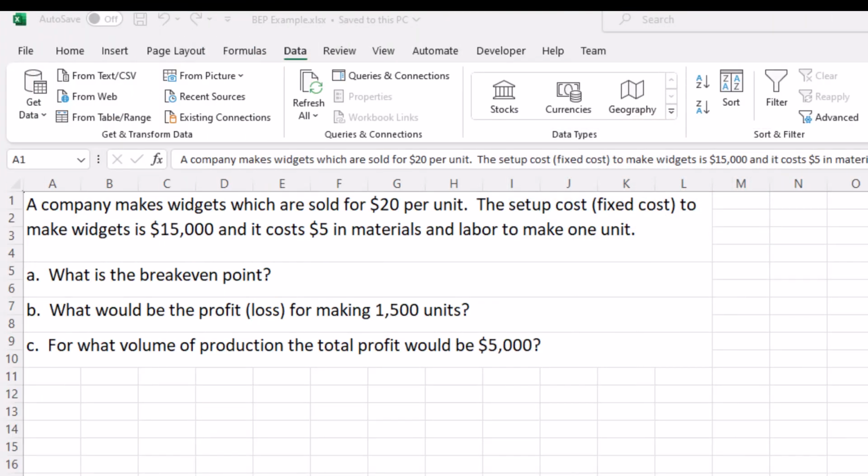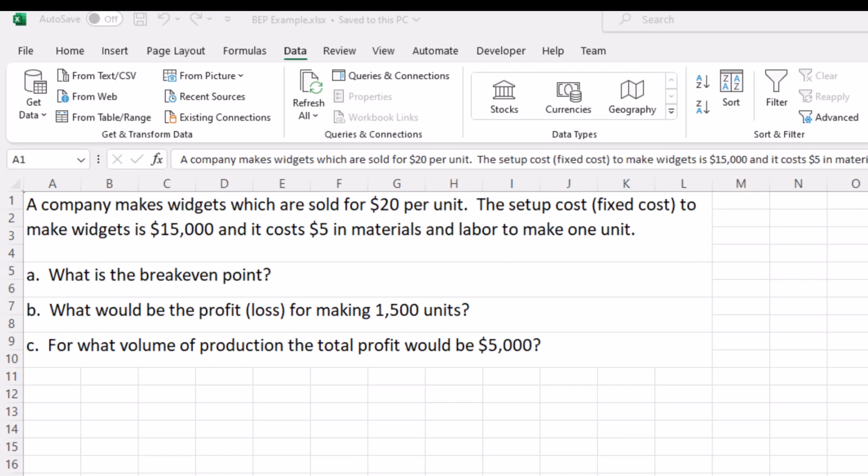Let's take a look at an example. A company makes widgets which are sold for $20 a unit. The setup cost, which is fixed cost, to make these widgets is $15,000, and it costs $5 in materials and labor to make one unit. We would like to know the break-even point.